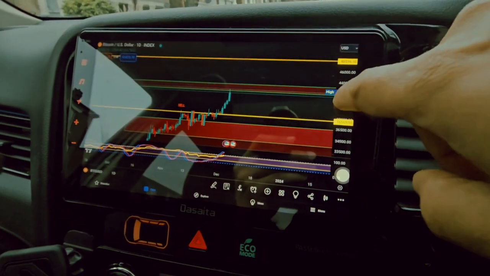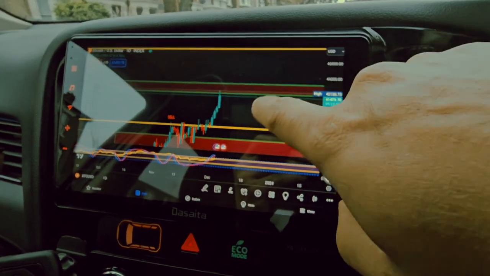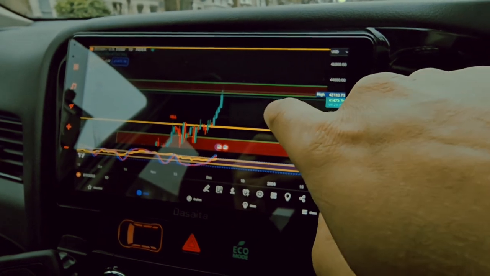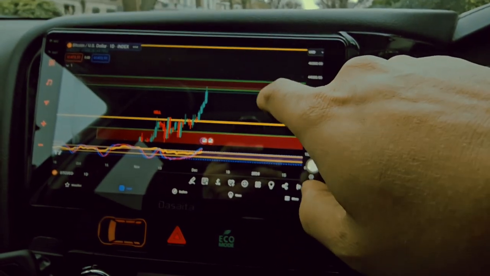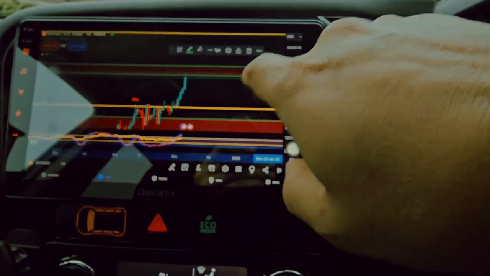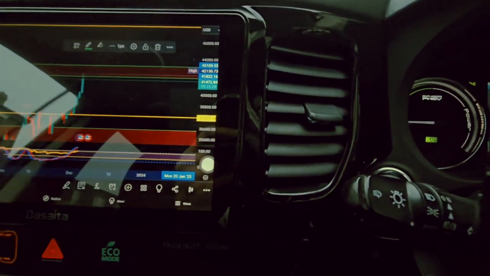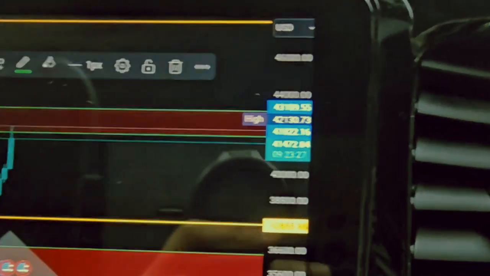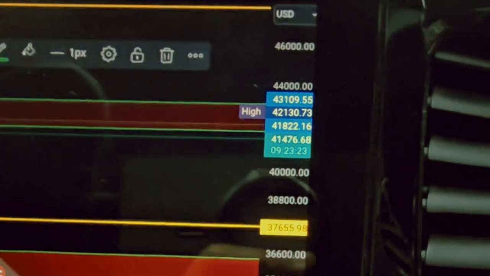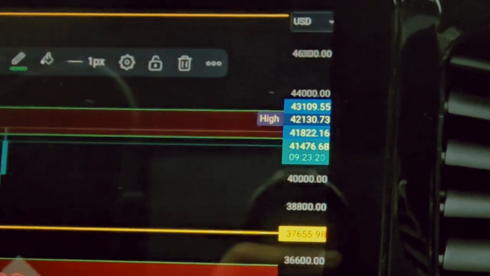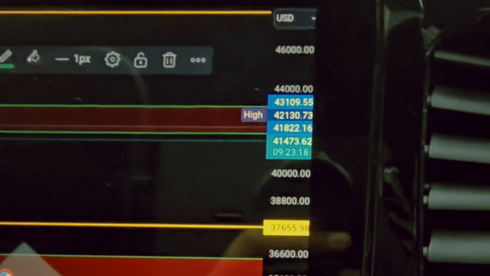But what I also want to point out is, if I just zoom in a little bit, I'll show you this. This particular area, this box here, is a box that I drew, and I put a price there, and I want to show you the price as well. It's very important you see the price. So these prices are highlighted in light blue. You can see 41,822 and 43,109, the upper level.